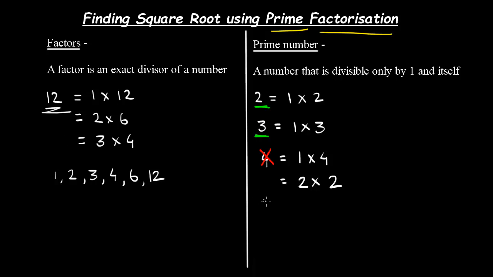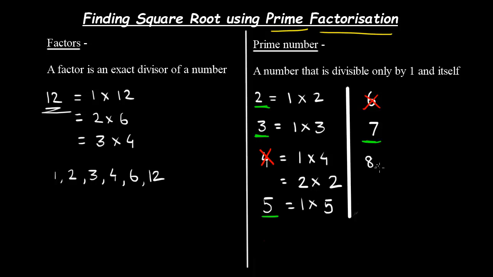Which is the next number? 5. You can write 5 as 1 multiplied by 5. There is no other way in which you can express 5 as a product of two positive integers. So we can say 5 is also a prime number. Similarly, we can continue this. What about 6? 6 is not a prime number. 7 is a prime number. 8 and 9 are not prime numbers. And that is how the list goes on.